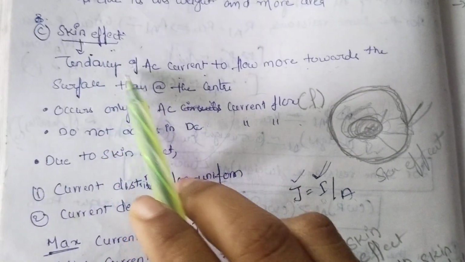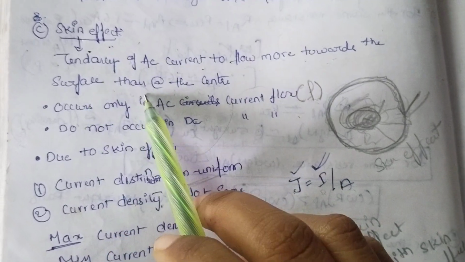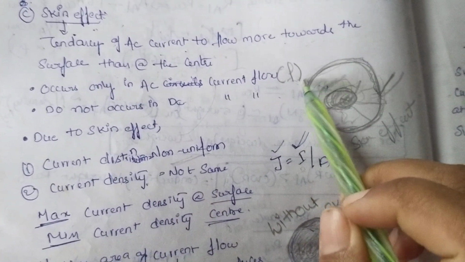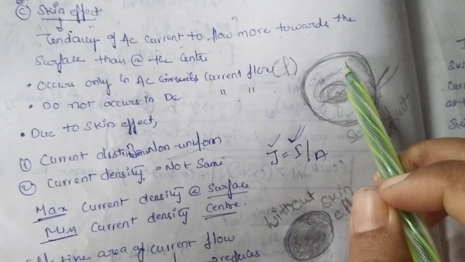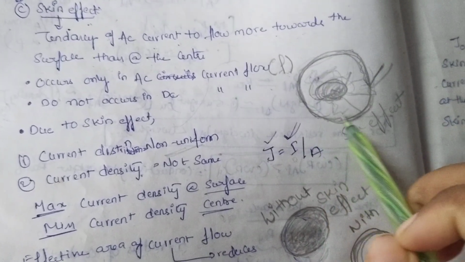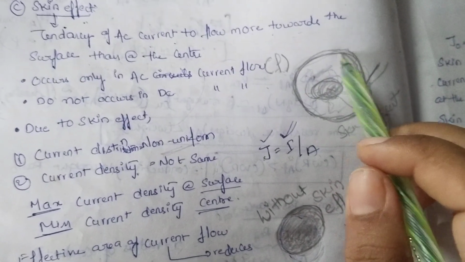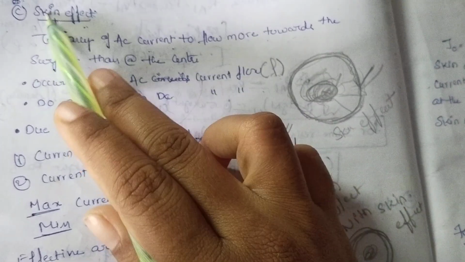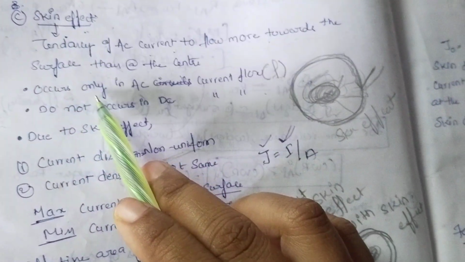Skin effect is the tendency of AC current to flow more towards the surface than at the center. It means if this is the conductor, current will flow more towards the outer parts of the conductor, that is the surface of the conductor, the skin of the conductor, than at the center. So it is called skin effect because more current flows towards the skin.